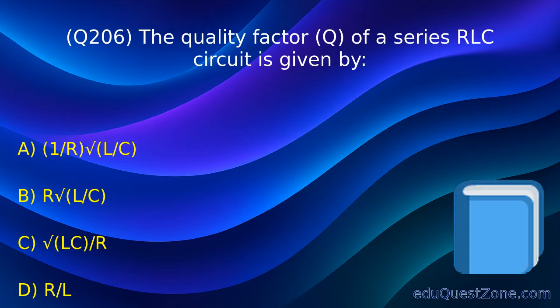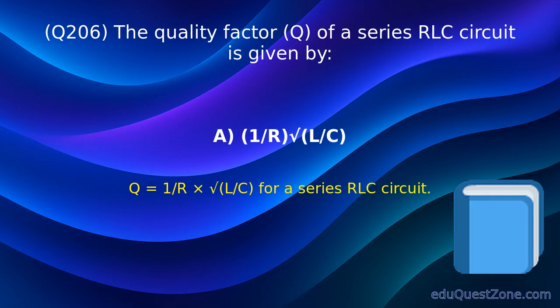Question 206. The quality factor of a series RLC circuit is given by... Option A, 1 by R square root L by C. Quality factor equals 1 by R times square root L by C.